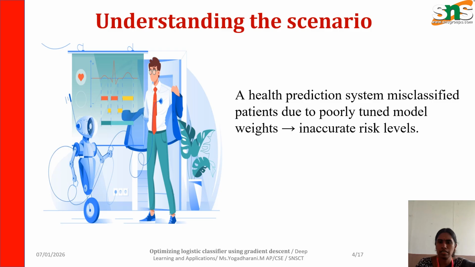Let us understand the problem using a real life example. Imagine a health prediction system that classifies patients as high risk or low risk. If the model weights are poorly tuned, the system may misclassify patients. This can lead to a false alarm or a missed risk. This is dangerous in real world systems, so the model must be optimized properly.